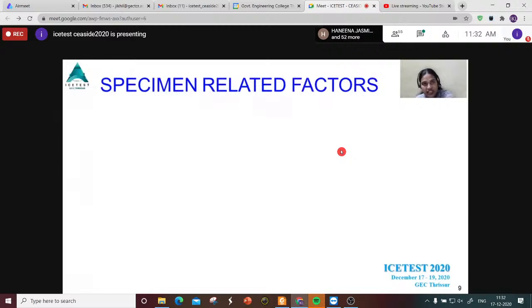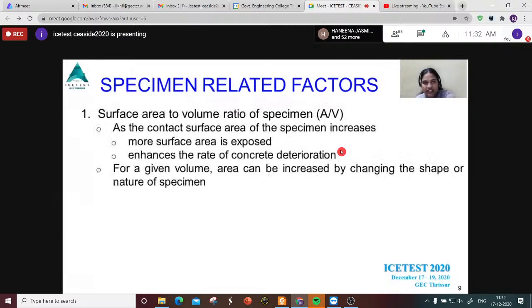Now moving to the second section, specimen related factors. The first one is the surface area to volume ratio of the specimen. As the contact surface area increases, more surface is exposed for chemical attack, thereby enhancing the rate of concrete deterioration.